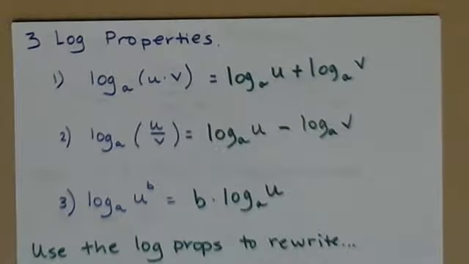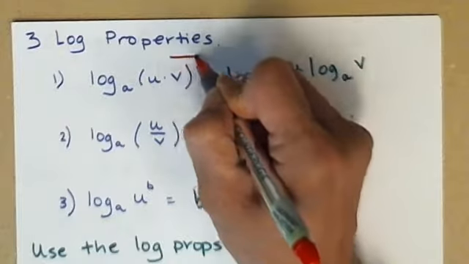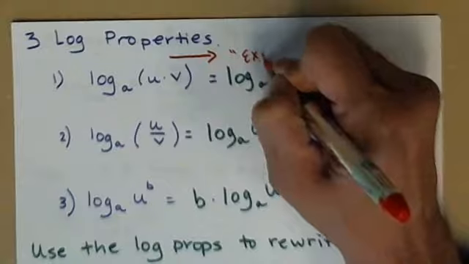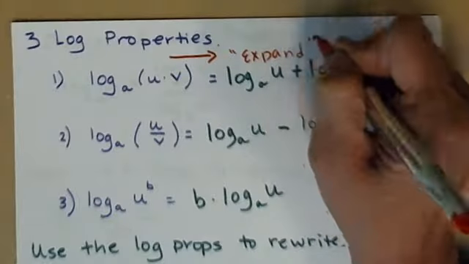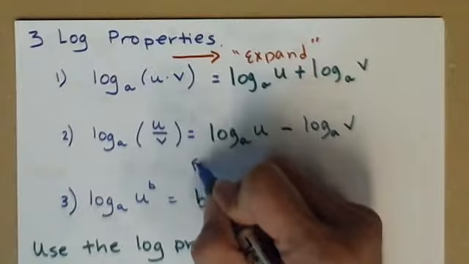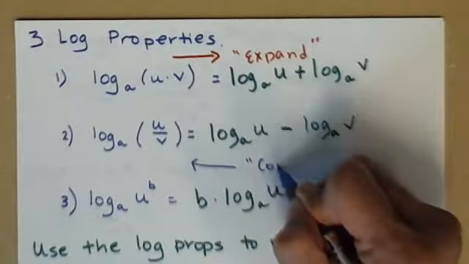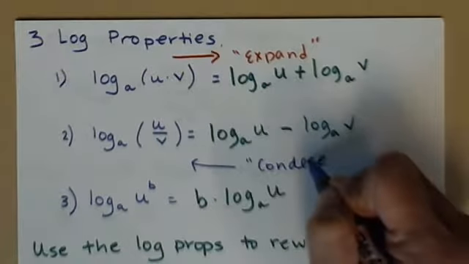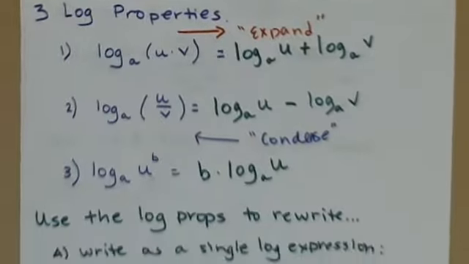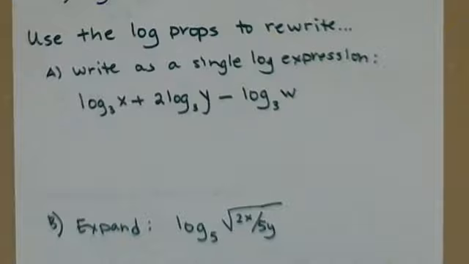One thing to keep in mind is that all three of these properties can work in both directions. Sometimes we'll work them this way, and typically that's when the instructions are expand. And the other way, we'll work them in this direction if the instructions are condense. Pretend there's an N in there. Okay. So I have two examples, one of each.